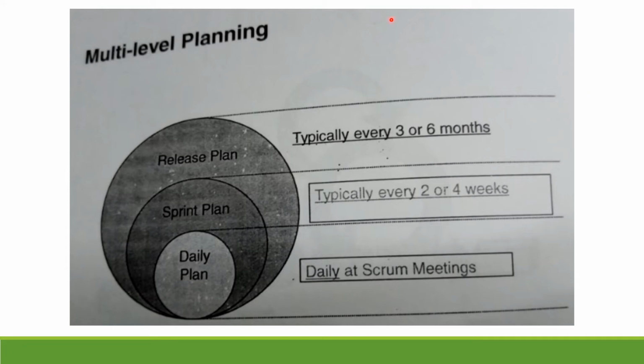So there are three types of multi-level planning that happen in Scrum. The first one is the release plan, right? Typically it happens every 3 to 6 months.